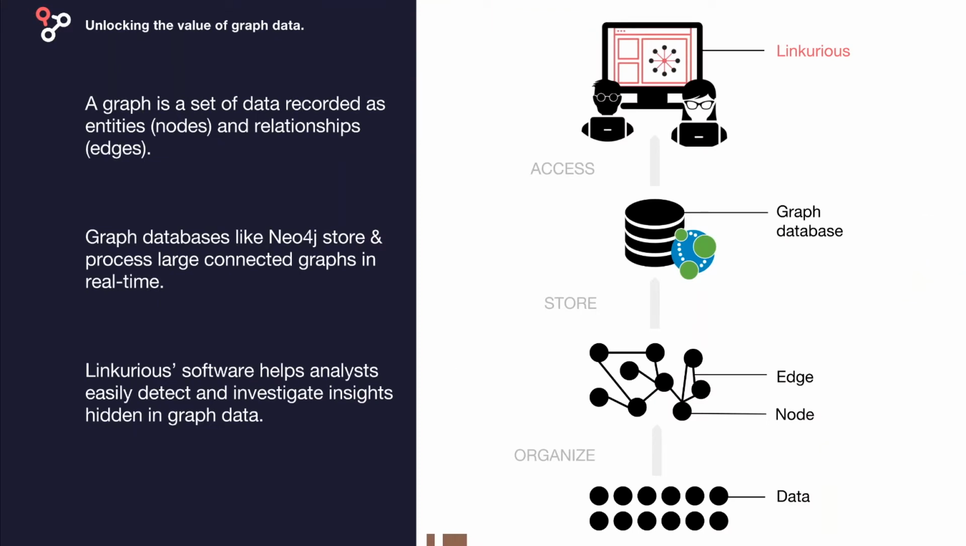So what do we mean actually by unlocking the value of graph data? Our customers have data in various formats like Excel files, SQL database, and so on. The first thing is they model this data as a graph of entities. These are called nodes, and relationships are called edges. They then move this data inside a graph database like Neo4j, and Neo4j helps store and query large graphs. The Linkurious software makes this data and the power of Neo4j accessible to non-technical users. With our easy-to-use interface, they can monitor, investigate, and detect insights hidden inside their graph data.